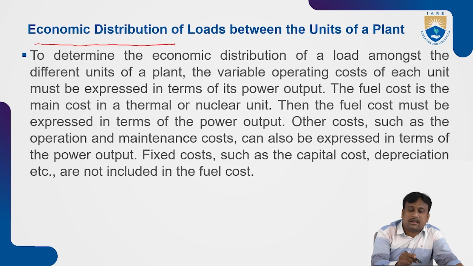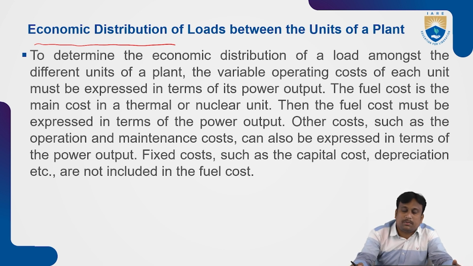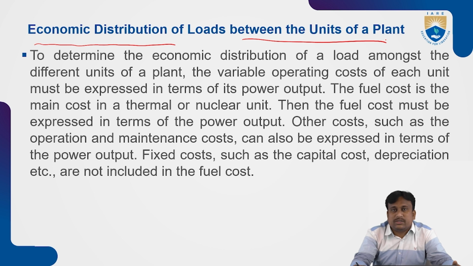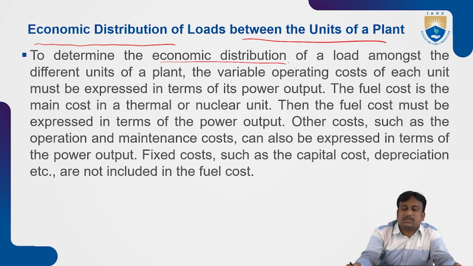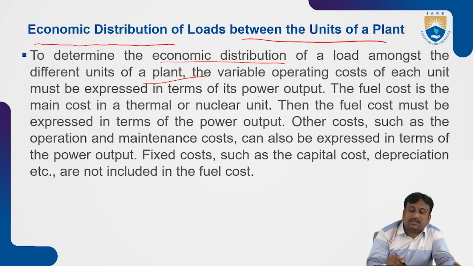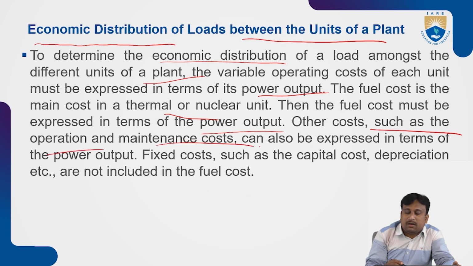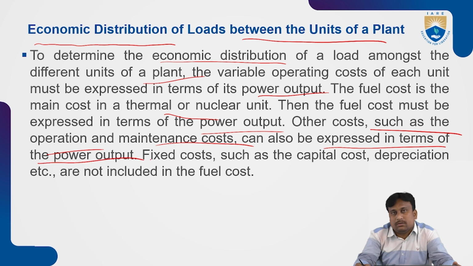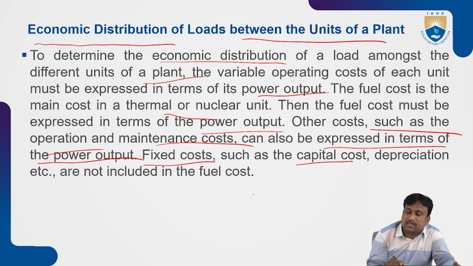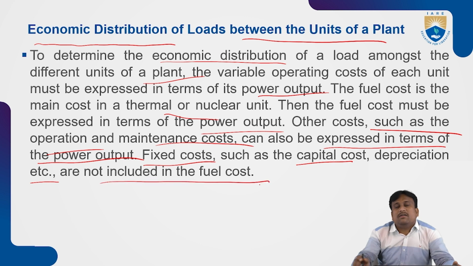And it is the case of economic distribution of loads in the hydrothermal scheduling process, which exists between the various units of the plants. To determine this economic distribution of load among the different units of the plant, the variable operating cost of each unit must be expressed in terms of its power output. So the fuel cost is the main criterion here. According to that, in a thermal or nuclear unit, the fuel cost must be expressed in terms of the power output. Other costs like operational and maintenance costs can also be expressed in terms of the power output. Fixed costs such as the capital cost and depreciation are not included in the fuel cost.